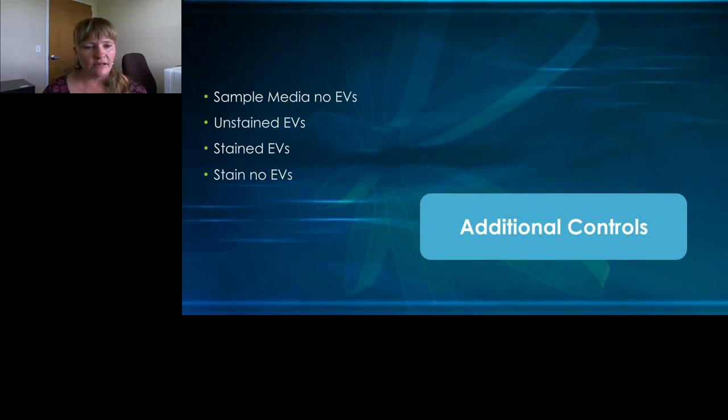Setting up the experiment with additional controls helps validate the EV sorting data. These include sample media with no EVs, unstained EVs, and stained with no EVs, as well as calibration and fluorescence standards. Having all of these different controls helps make sure that you're looking at EVs and not disaggregates, buffer noise, or even electronic noise.